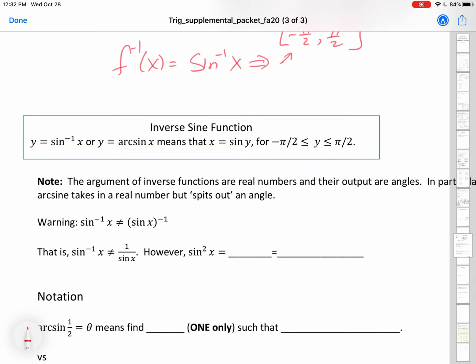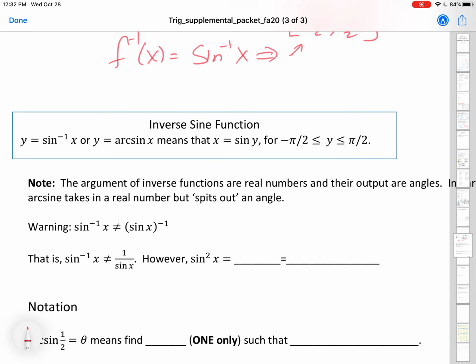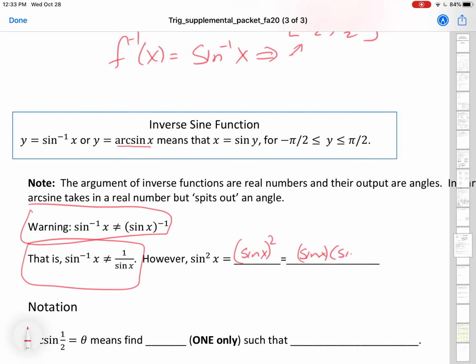So here's the inverse sine function. The inverse sine function is y equals sine inverse of x, or y equals arcsine, I apologize, in this case. They call it the arc as well, because if you remember, in radians, we represent arc length. It means that x equals sine y for negative pi over 2 to pi over 2 inclusive. So here are some warnings again. Sine inverse of x is not sine x to the power of negative 1. Or sine inverse of x isn't equal to 1 over sine of x. However, sine squared x is sine x squared, which is sine x times sine x. That's true.